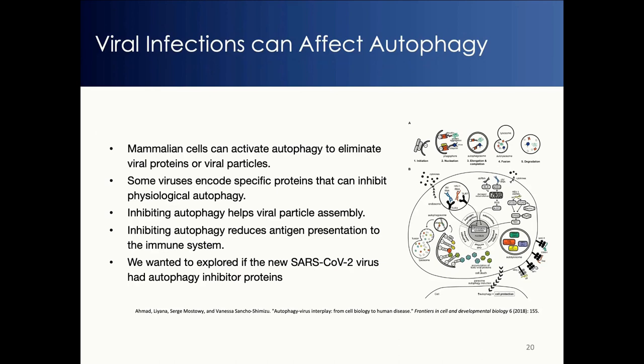But autophagy is also used by the cell when the cells are under viral infection. So it's a mechanism that also can help mammalian cells to eliminate viral proteins and to prevent viral particle formation. So naturally, some viruses have evolved proteins in their genome that can inhibit this physiological autophagy.